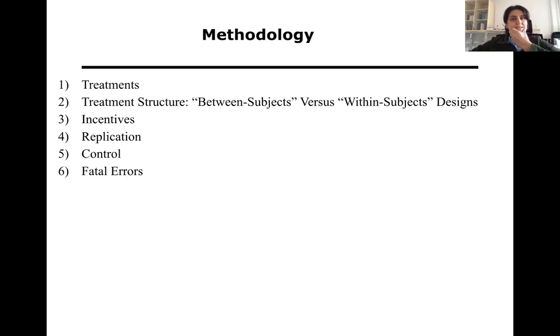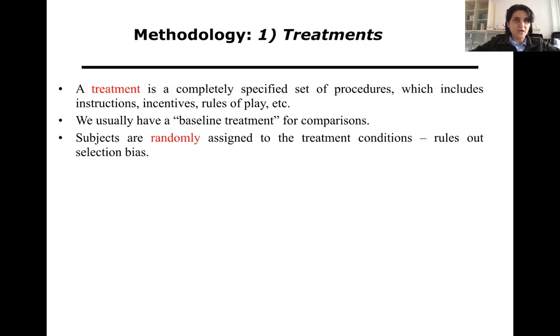Okay, so let me explain the methodologies. This is the terminology that we are using. I'm going to explain what treatments are. Treatment structure. The treatment structure can be between subjects versus within subjects. While reading an experimental paper, you will come across those things. Incentives, replication, control, and fatal errors. Let me explain those for the methodology.